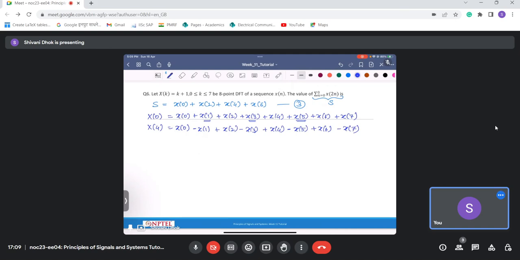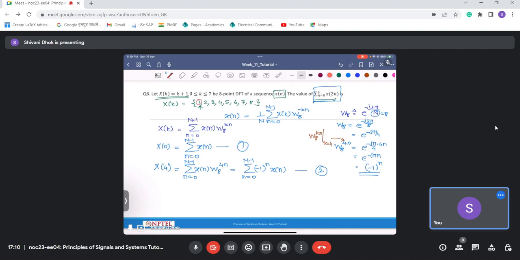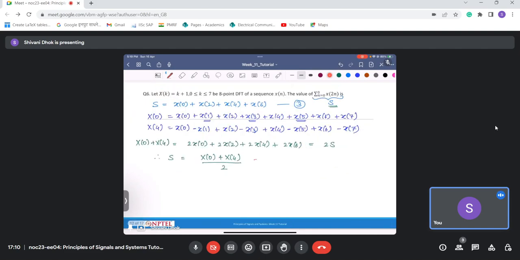Now can we try to get this S or some function of S using these two? So what we can do is we can simply add these two. So we'll consider x0 plus x4. So this comes out to be 2 times x0 plus 2 times x2 plus 2 times x4 plus 2 times x6. So this is basically 2 times this summation S. And therefore this S is equal to x0 plus x4 by 2. And the value of x0 is equal to 1. And the value of x4 is equal to 5. So this I can write as 1 plus 5 by 2, which is equal to 6 by 2, which is equal to 3. I hope this is clear. Any questions?